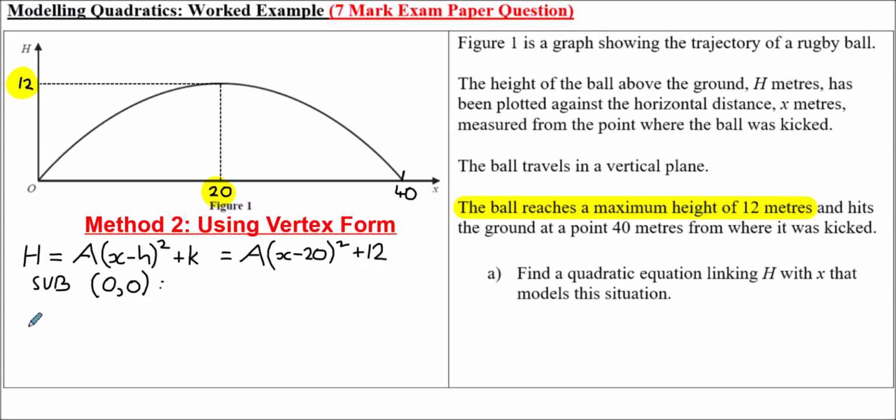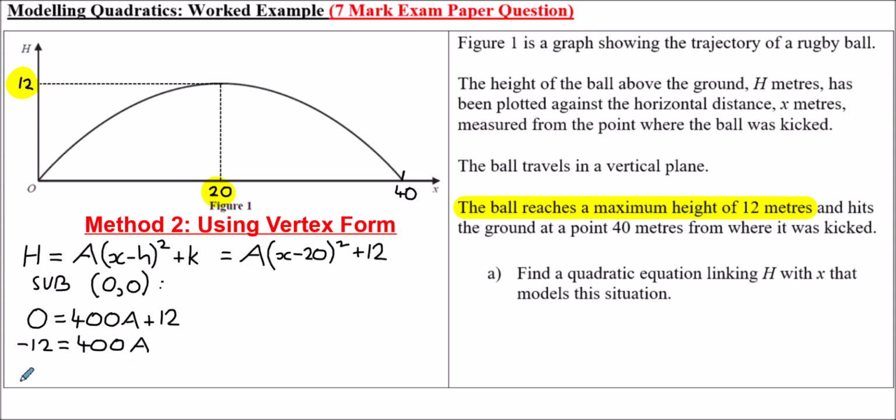So when the height is 0, x is 0. So that becomes A, brackets minus 20 squared. Well, minus 20 squared is 400. So then we have 0 equals 400A plus 12. So subtract 12 from both sides, we get minus 12 equals 400A.